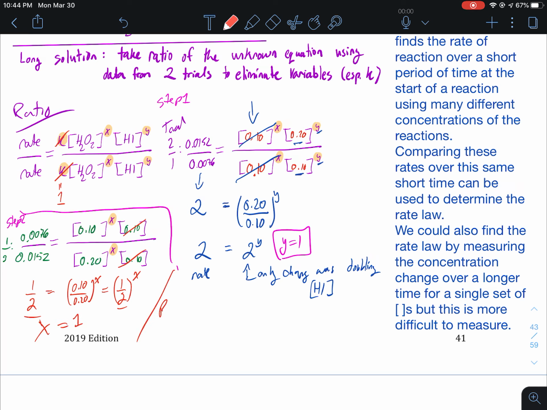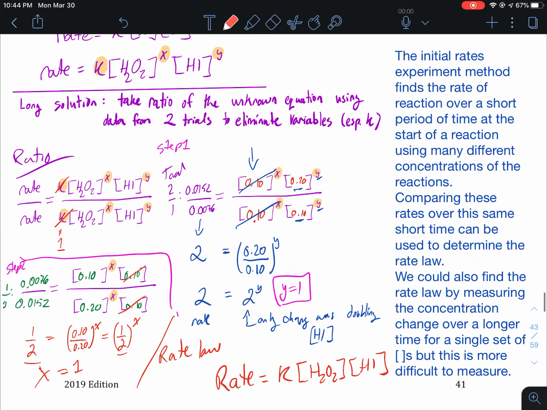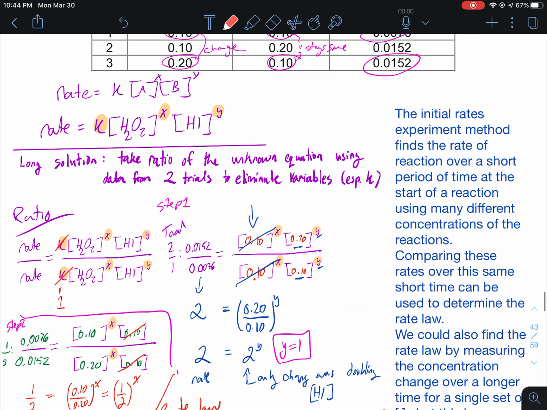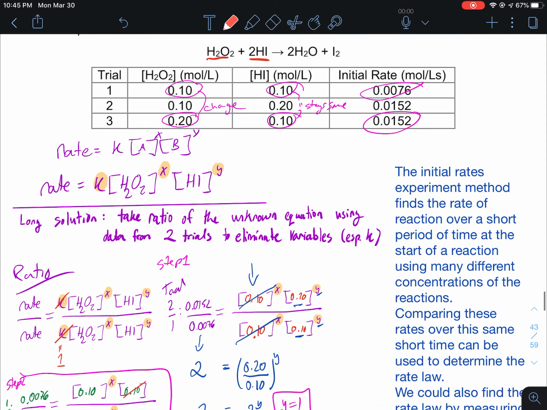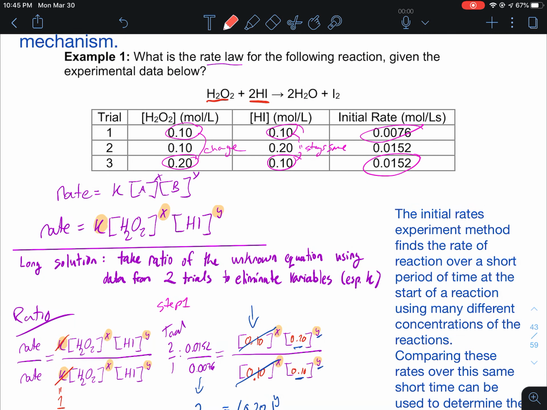So this leaves us with our rate law that rate equals K times H2O2 times HI. And they're all raised to the power of 1. We don't write the ones, but you could if you want. And that would be the end of that question. In the next example, I'll just read through it a little bit, but we're going to be able to figure out K. Now that you know the entire equation, you can go back and figure out K by plugging in these concentration values.